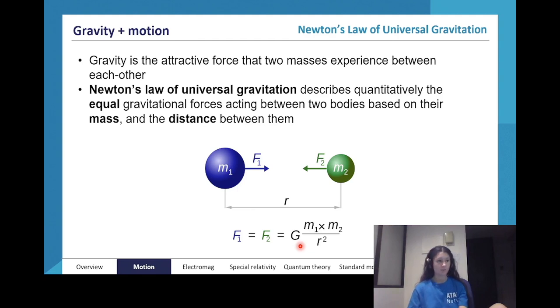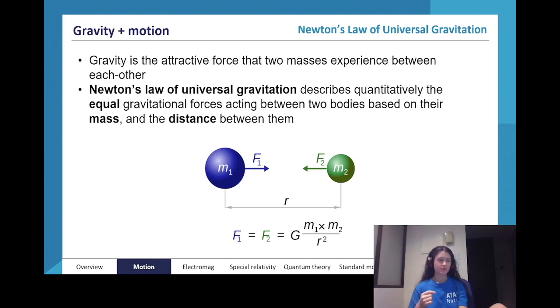The other important thing about this slide is to remember that the forces experienced by the two masses are going to be equal. So even though this blue mass here is bigger than this green mass, the forces exerted on both of them are going to be equal. Have a quick think about why that might be. Pause the recording if you need to.